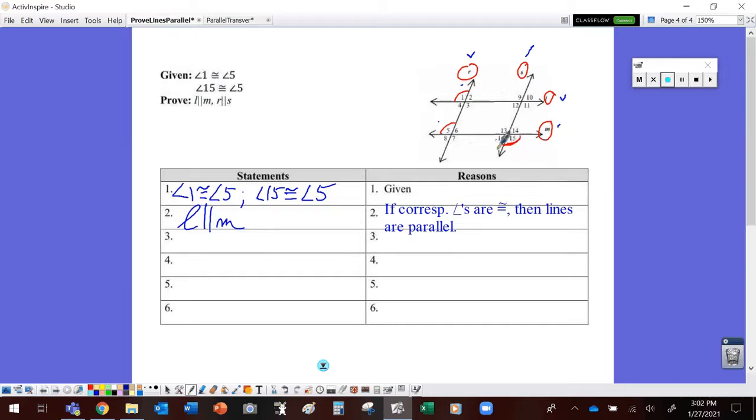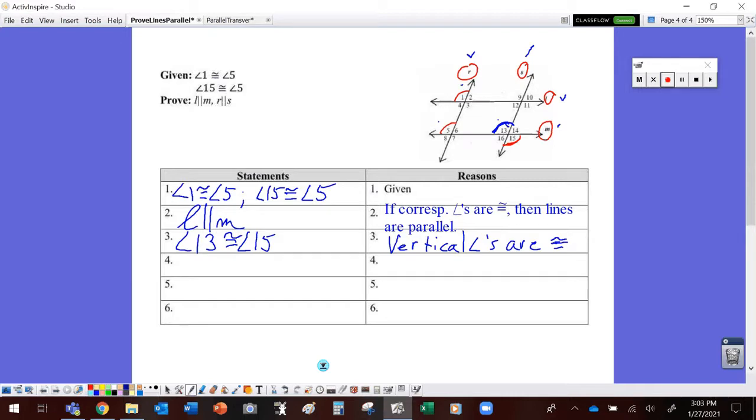So let's look at angle 5. What angle over here would be corresponding to angle 5? Well, angle 13 would be corresponding to angle 5. So somehow I need to get angle 13 into the mix. Well, what would angle 13 fit with? It fits with angle 15. How do I know that angles 13 and 15 are congruent? They're vertical angles. And vertical angles, whether you're dealing with parallel lines or no, are always congruent. Guaranteed every single time, if you have vertical angles, they are going to be congruent.